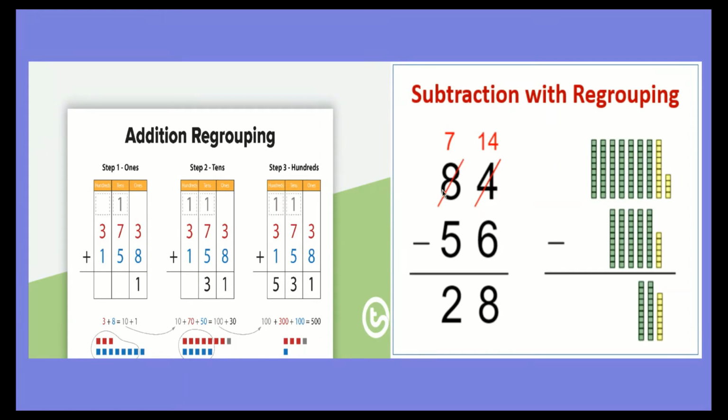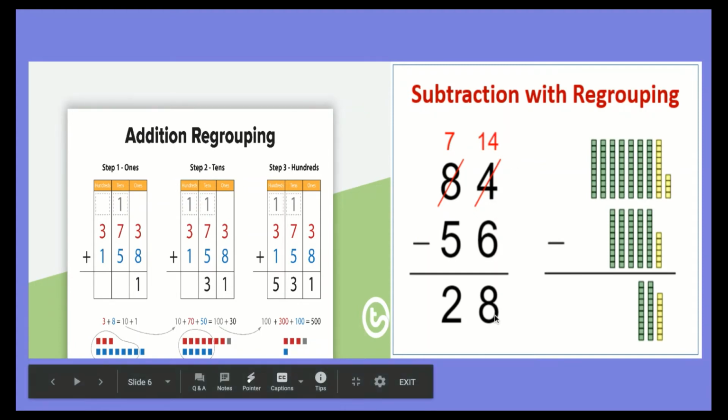So I'm going to regroup this 80 and make it 70 and bring a 10 over, okay? So you're taking away 10 from the 80 right here. So now it's 70 and you have 14. If you guys have your calculator handy, you know that 14 minus 6 is 8, okay? And now I can move on. 14 minus 6, 8. Nothing goes over to the next place value.